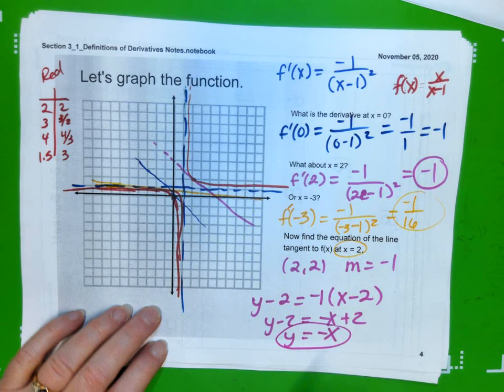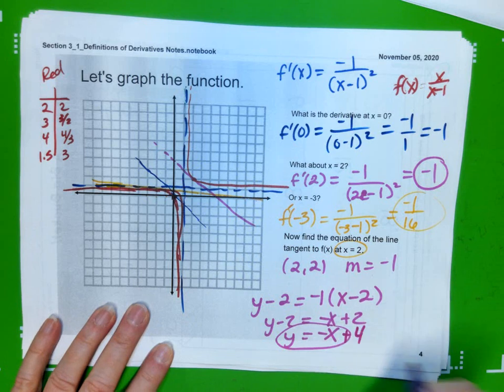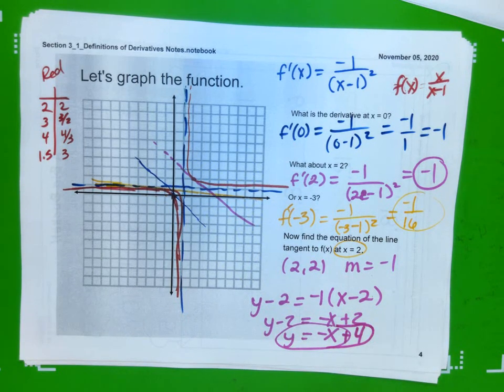And there's my equation of the line. I'm finding I made a math mistake. Do you see my math mistake? Isn't it plus 4? That should be plus 4. I'm looking at it and I'm like, wait, that's not right. Here it is. Thank you. Yep, that was my silly math mistake. That's what happens when I do math in my head.